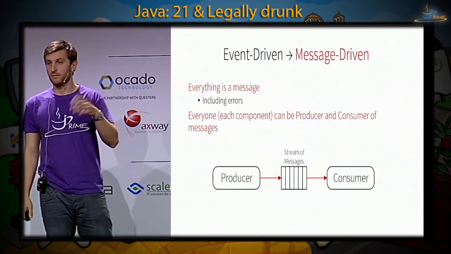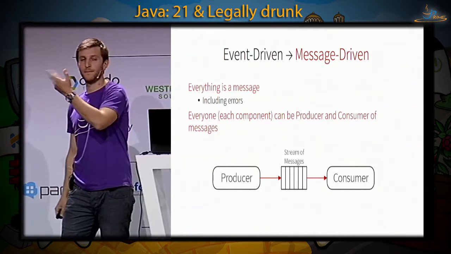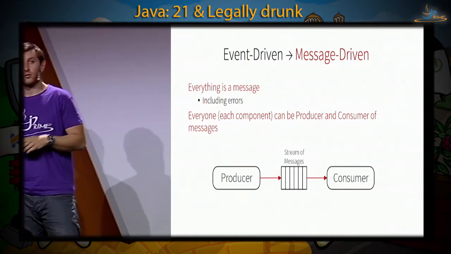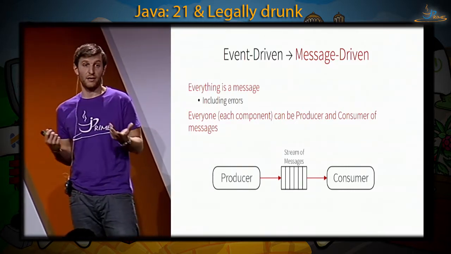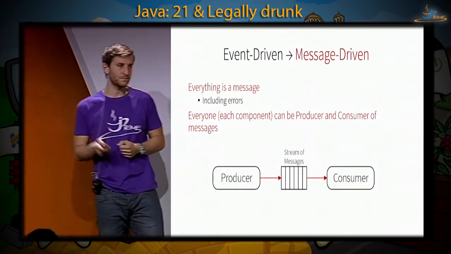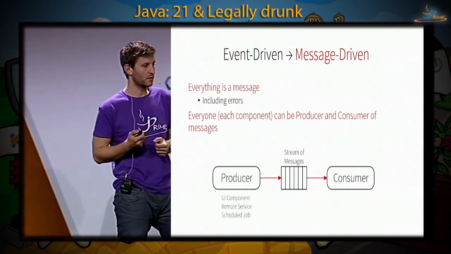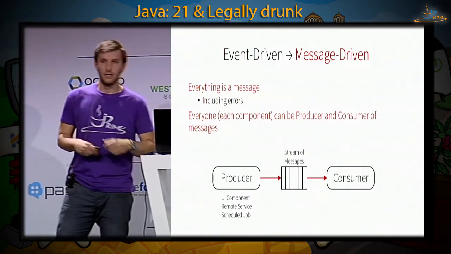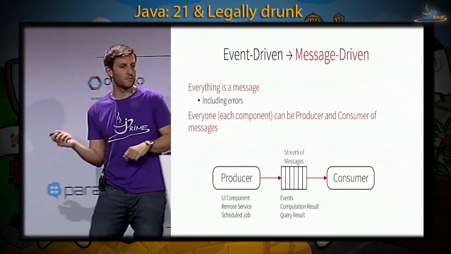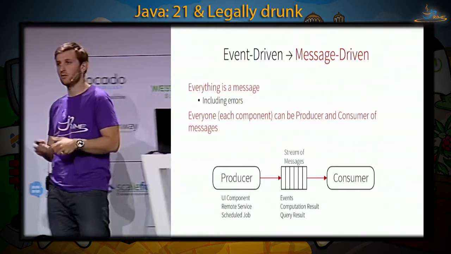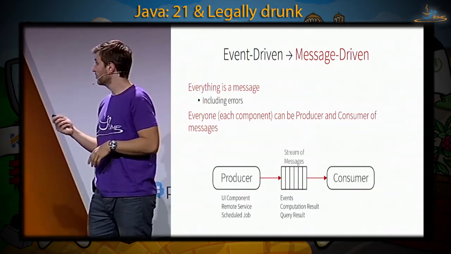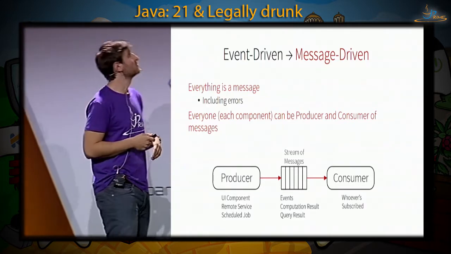First, we need to switch from an event-driven model to a message-driven one. So as the Reactive manifesto says, everything should be a message, and this includes error. And so each component in our system can be a message producer and a message consumer. So for example, for a producer, we can have, let's say, some UI component, some remote service, some scheduled job, or something like that. Then for messages, we can have events, computation results, query results, something like that. And consumer is whoever subscribed.